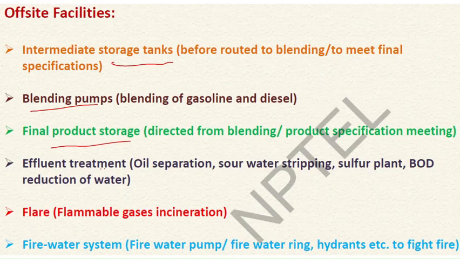Then effluent treatment, like oil separation and all. So sour water stripping and effluent treatment plants are required for treatment of the sulfur and then treatment of the water. Different side plants are required. Then flare is required for disposing of the flammable gases, off gases.